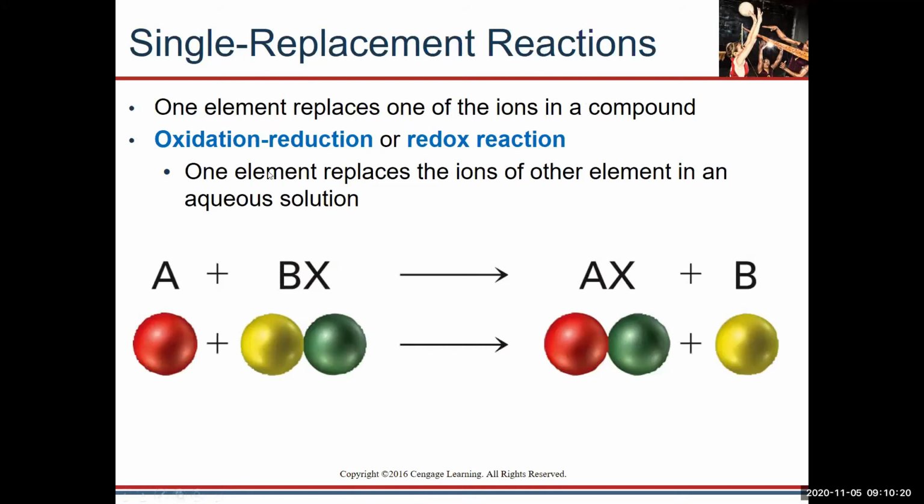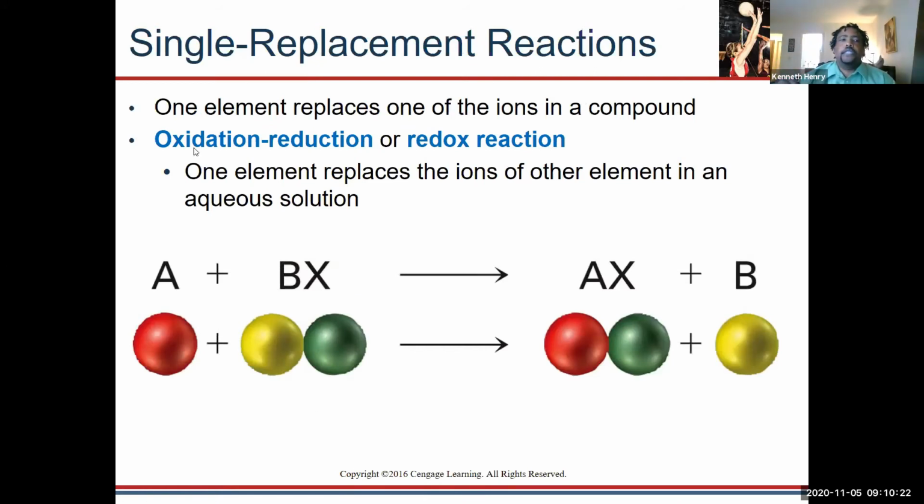Okay, so our next reaction is called the single replacement reaction. This reaction is where you're replacing one reactant for something in the compound. Usually this is based upon ions. So you're replacing a metal with one of the ions in that compound. Okay.